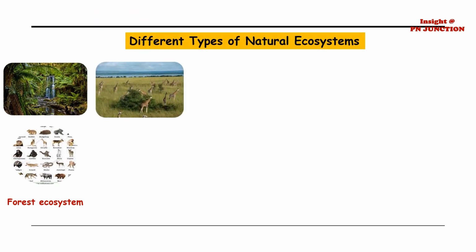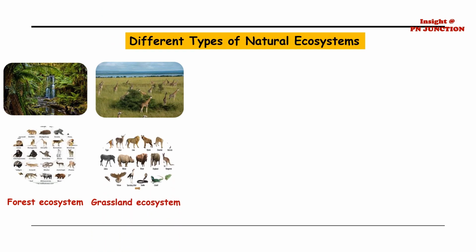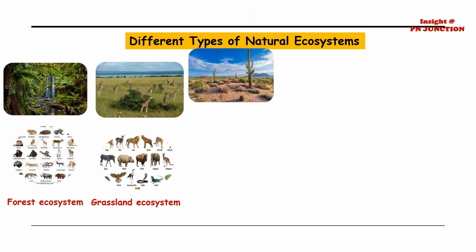For now, the next one is the grassland ecosystem. As the name suggests, it mainly consists of grass, herbs, and small burrowing animals. Grasslands like steppes, prairies, and savanna are examples of this found across the globe.